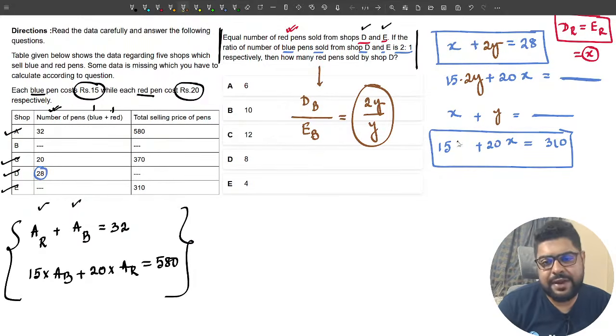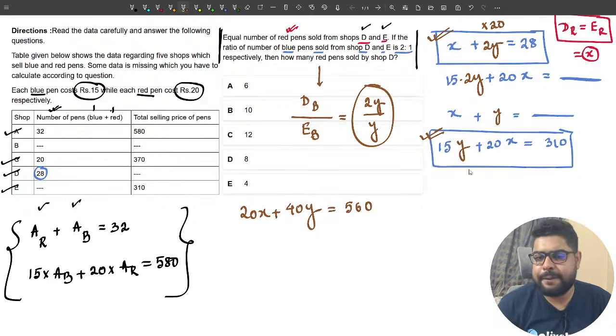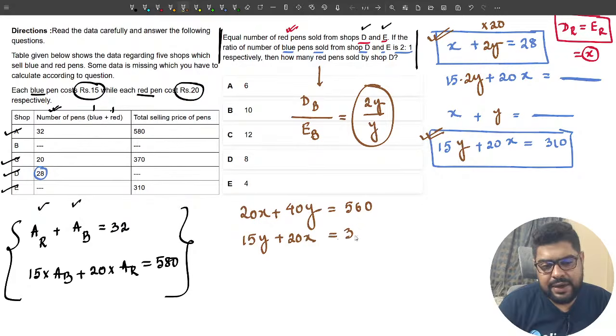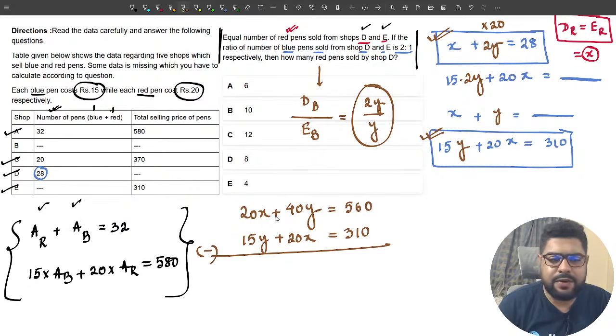So you see it's very simple now. We have x and y in one equation, x and y in another equation, so I can solve. So x plus 2y is 28. I need 20x, so multiply this by 20. So 20x plus 20 into 2, 40y, is equal to 560, which is 28 times 20. And below, you write 15y plus 20x, equal to 310. Subtracting, 20x cancels. 40 minus 15 is 25y. And 560 minus 310 is 250.